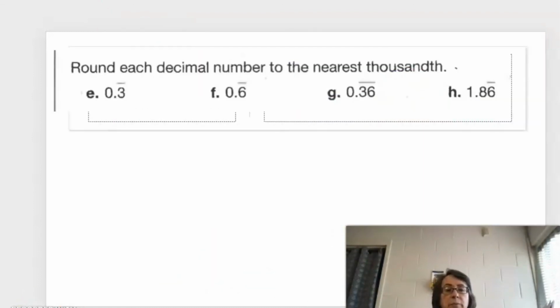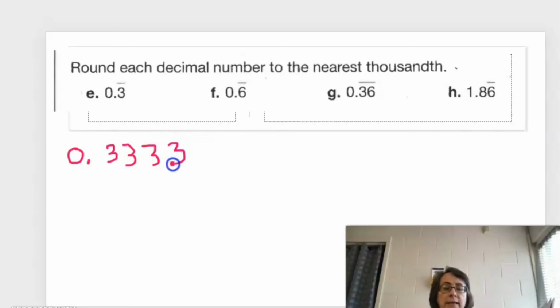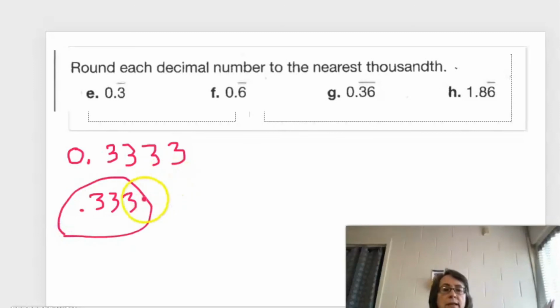Okay, so remember, we're doing your practice, so you should be doing these on your sheet. Round each decimal number to the nearest thousandth. Now remember, to round it, we're always going to go 1 decimal more than needed. So there's the thousandths place right here: tenths, hundredths, thousandths. So we're going to go 1 more place before we round. Since 3 is less than 5, we're going to round it down to 0.333.